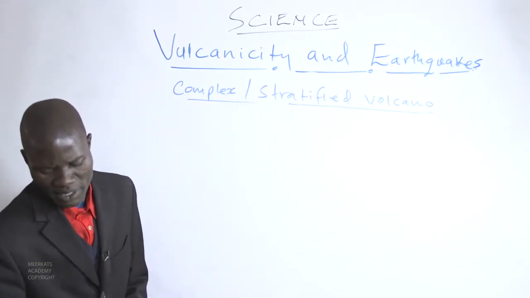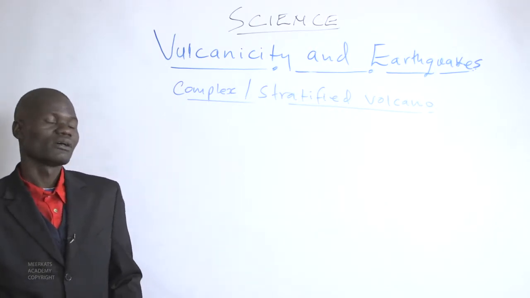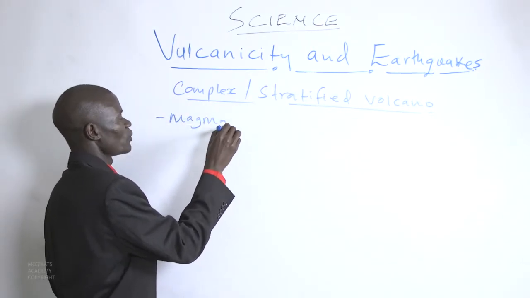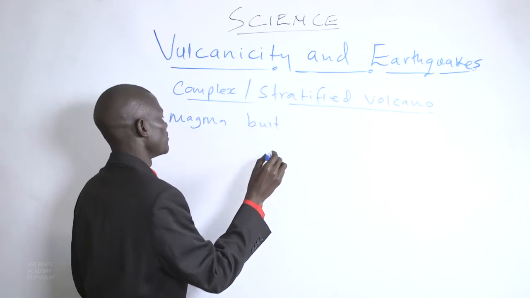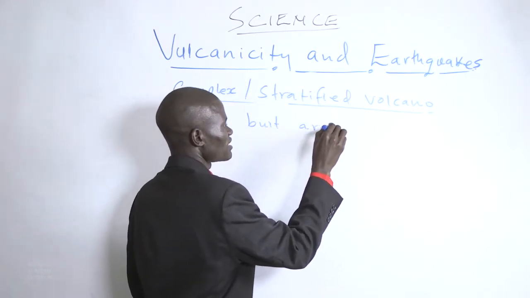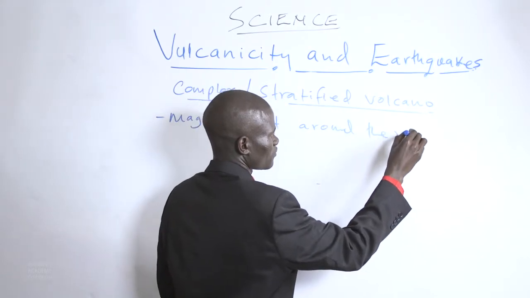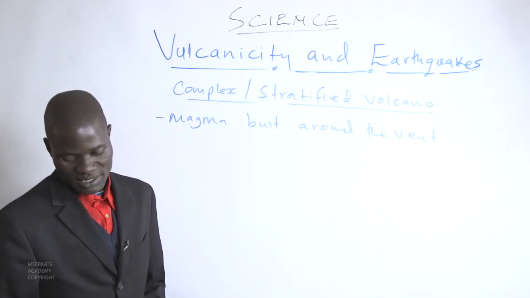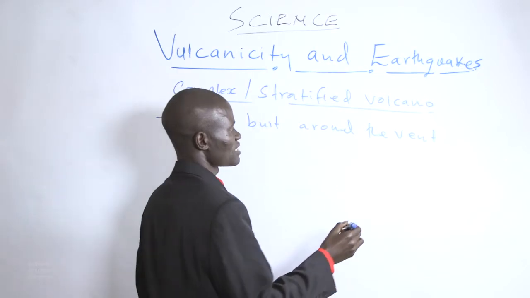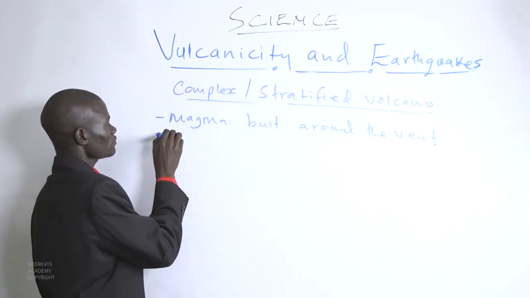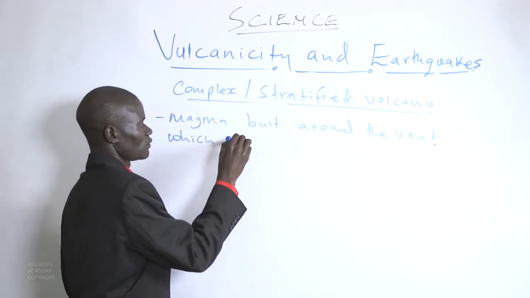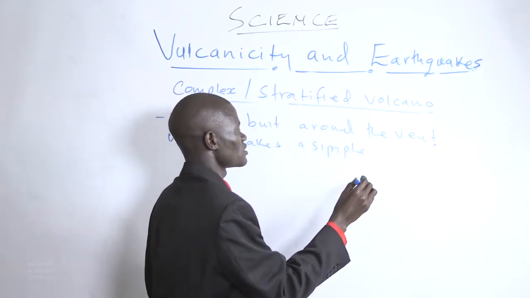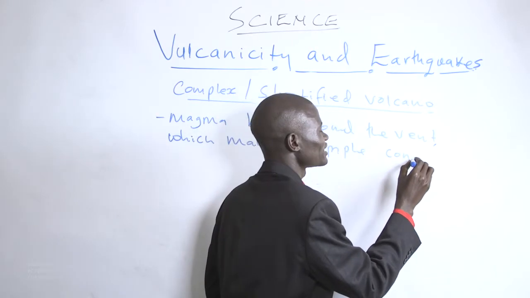This one is formed when magma builds up from the vent of eruption, when magma is formed around the vent. The name of the vent is the fissure or the crack, which makes simple cones or small conelets after the repeated eruption.